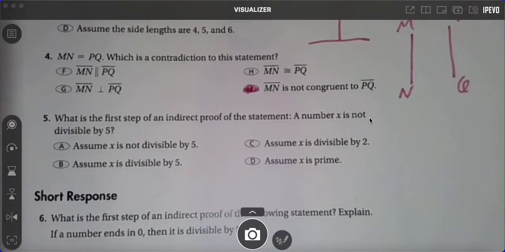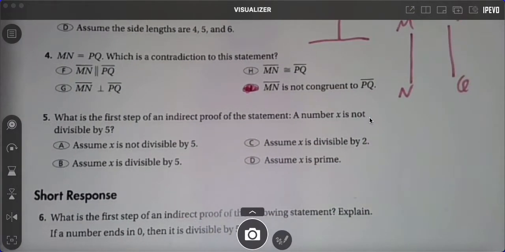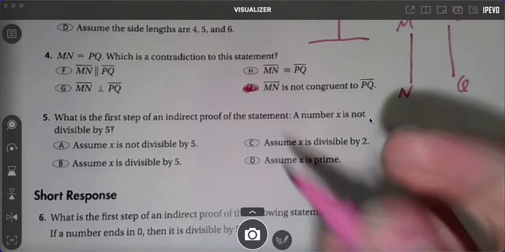Yes. What's the first step of an indirect proof of the statement: a number X is not divisible by 5? It is divisible. Assume that X is divisible by 5. What letter is that? B.